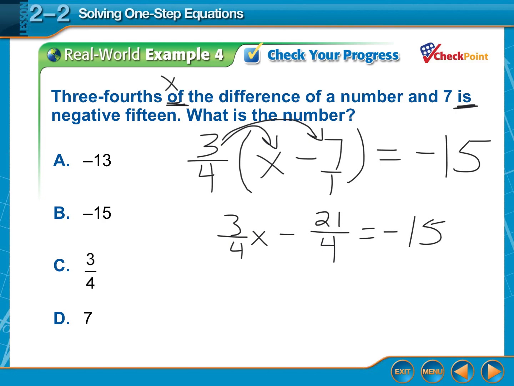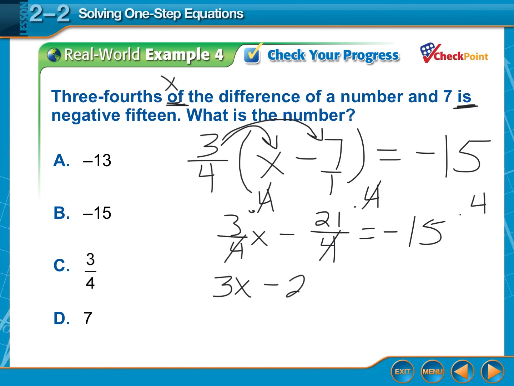Now let me show you a little trick. What do we notice about those two fractions? They have like denominators. Same denominator. How did we get rid of fractions on that last slide? We multiplied by that denominator. So since they have the same denominator, we're going to multiply every term by 4, because watch what happens. Here, they go away, so you're just left with 3x. Are you following?